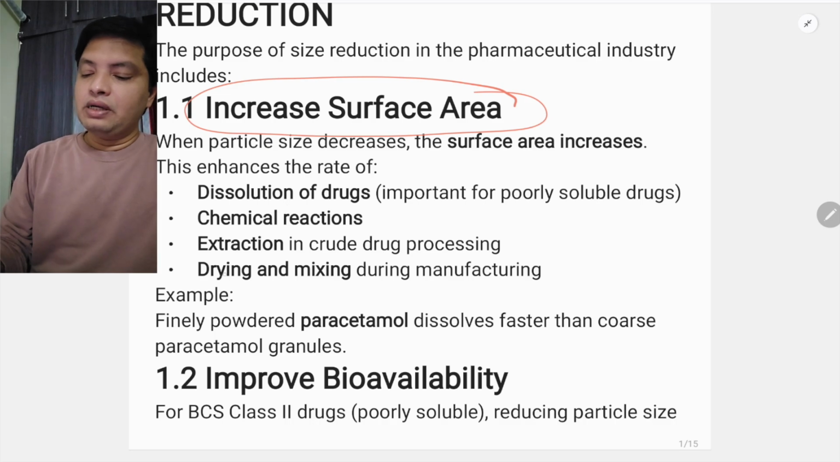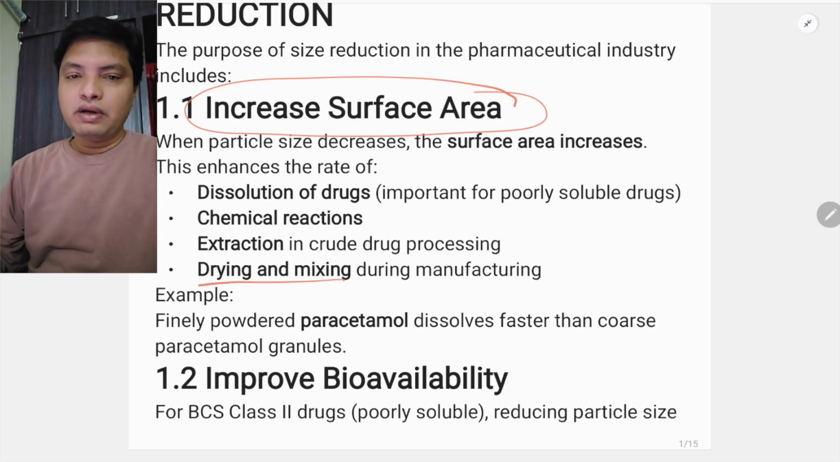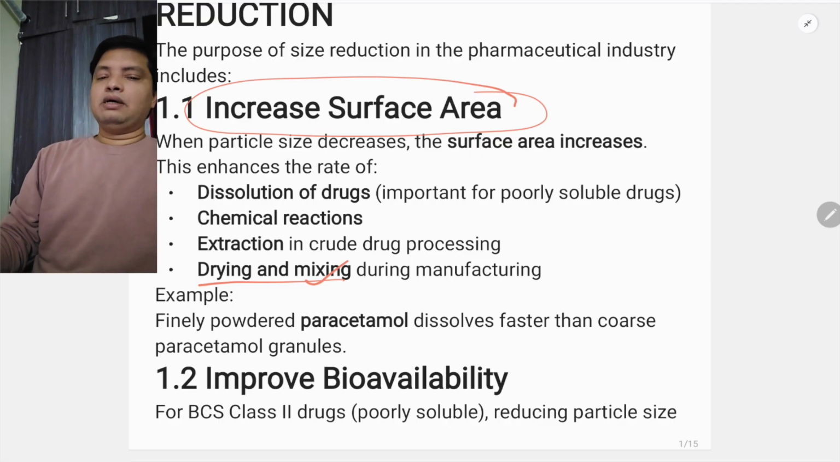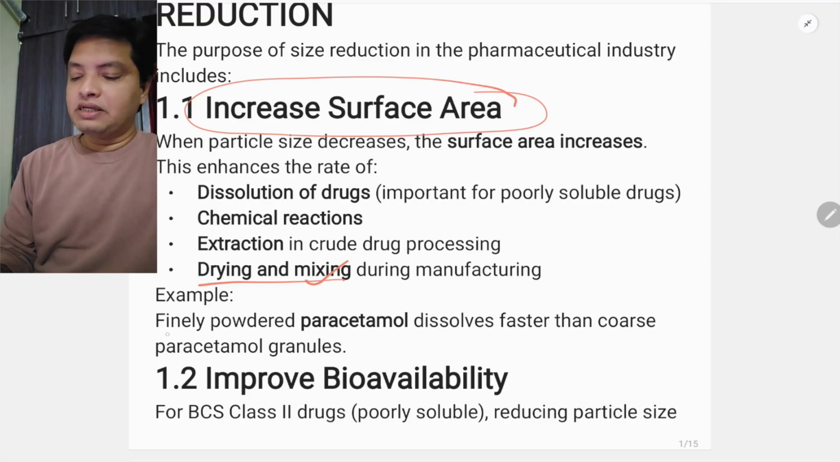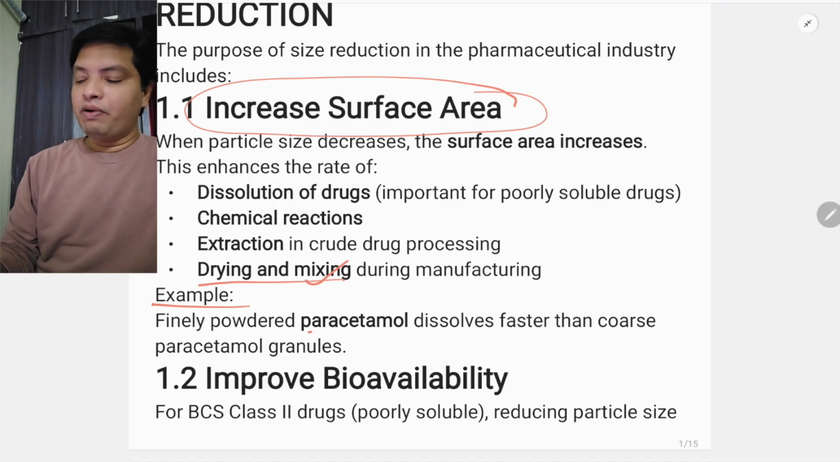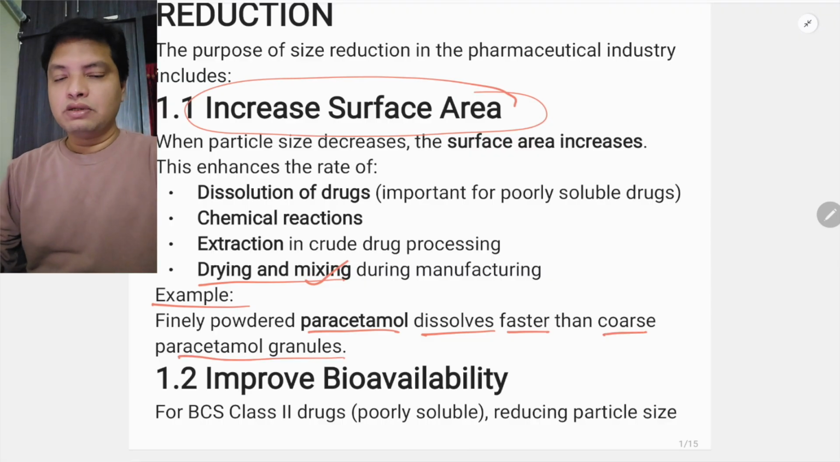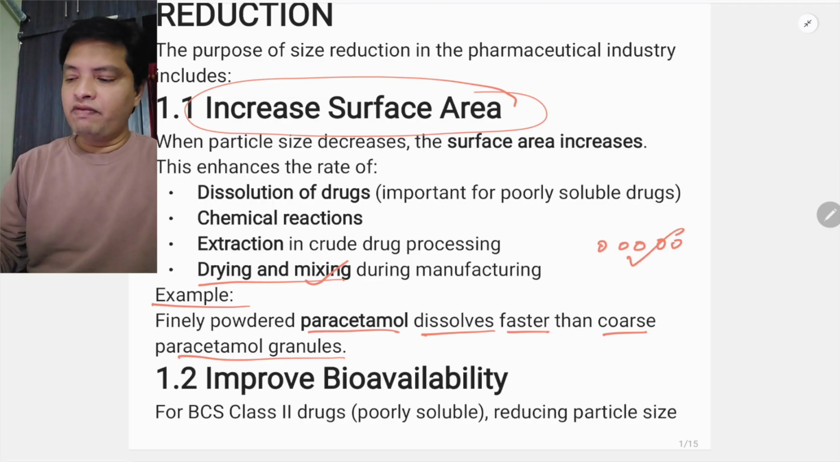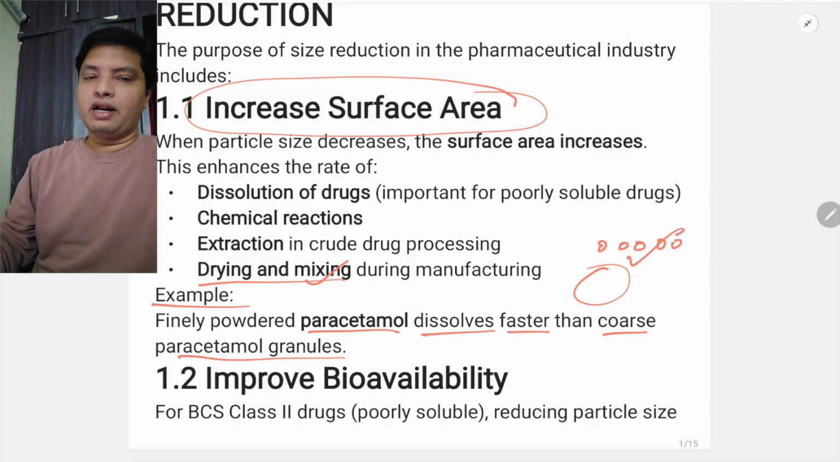Next, drying and mixing. If you dry a larger particle, it will take more time compared to the same particles dried in smaller sizes, and mixing will also be uniform. An example of increasing surface area is that finely powdered paracetamol dissolves faster than coarse paracetamol granules. So the small granules will dissolve faster compared to the large granules.